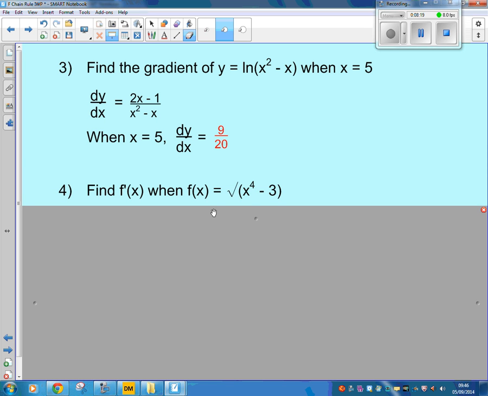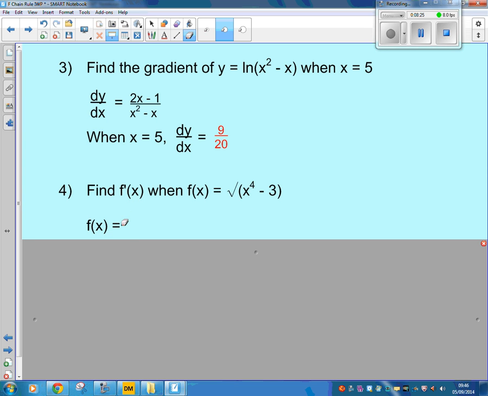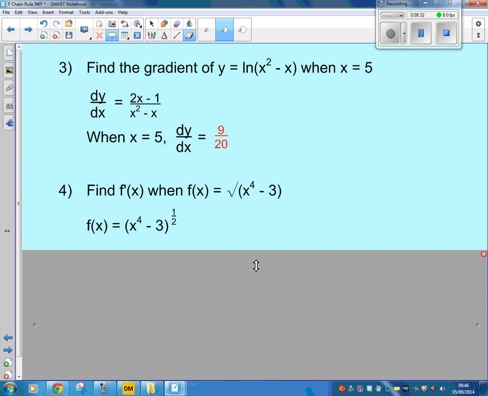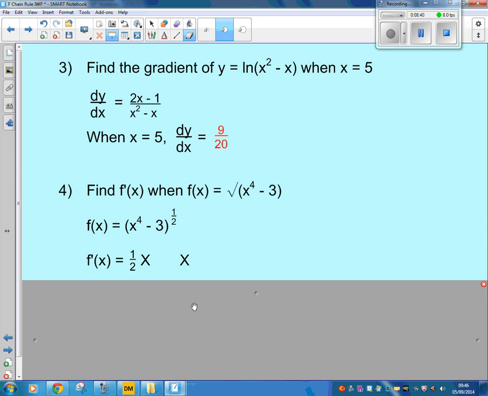Find f dash of x when f of x is the square root of something. Well, if you see something like this, immediately turn the square root into the power of a half. So you get (x to the 4 minus 3) all to the power of a half. Now, treat it like a polynomial. So you're going to do the polynomial rule. You multiply by the power a half. Differentiate the bit in the brackets to get the differential here. 4x cubed minus nothing, so it's going to be 4x cubed.